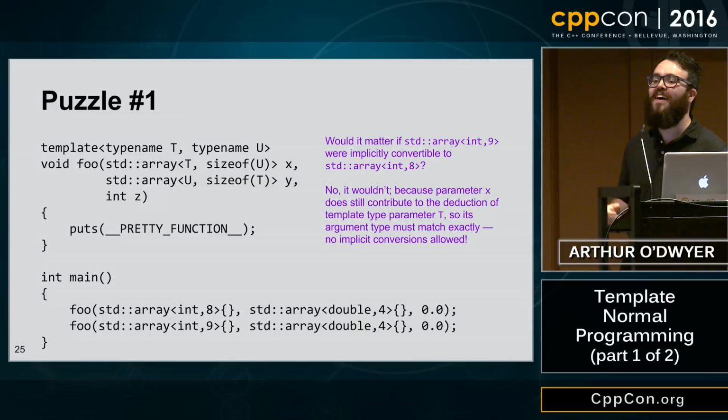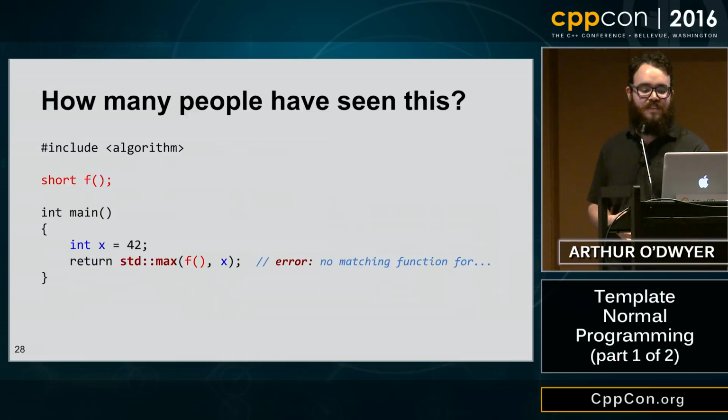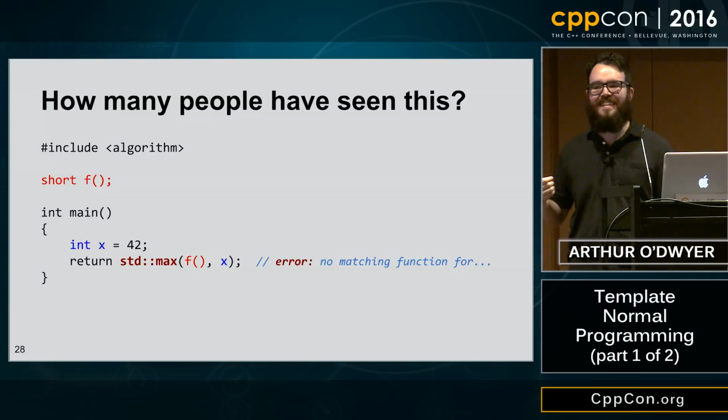One of the problems with not allowing implicit conversion is that if you call std::min with 2 and 3.2, that would not work. That is correct. How many people have seen this? Oh yeah, that's fine.